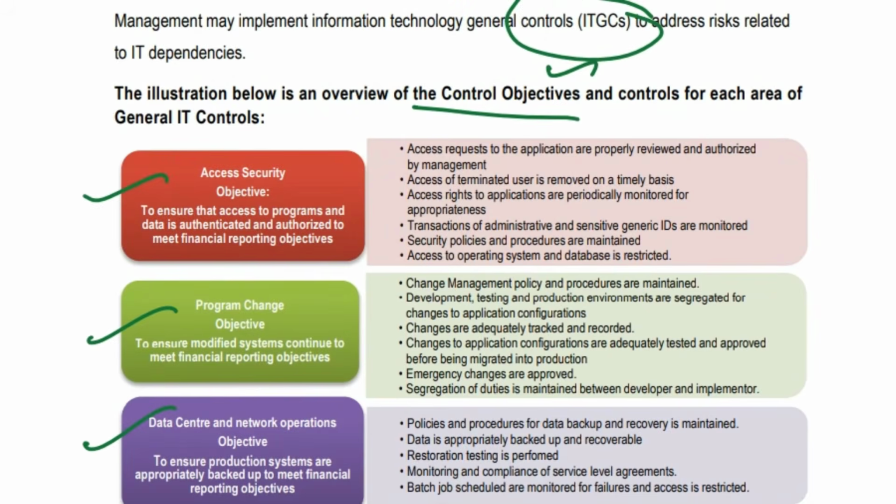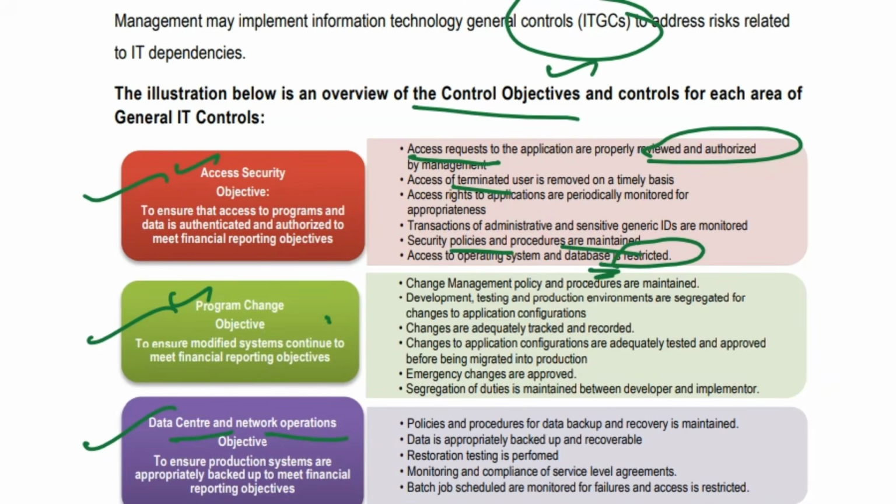What are the IT general controls? They can ask a question. Access security, program change, and data center and network operations. Here, access security. Access requests to the applications are properly reviewed and authorized. So first of all, authorization, and then see whether there is a restriction. Access to the operating system and database is restricted. And third thing, if it is a terminated user, whether the access is removed. If he has already been terminated, why should you give the access? Check whether the access has been removed or not. And then security policies and procedures are maintained. Remember some 4 or 5 points.